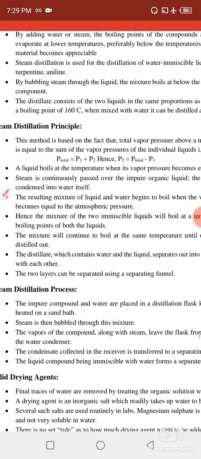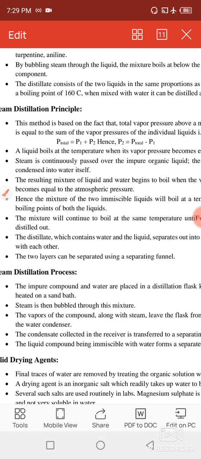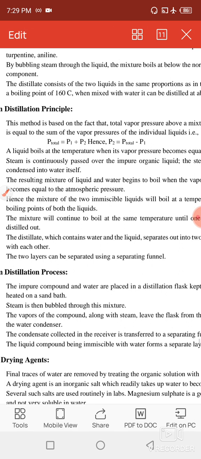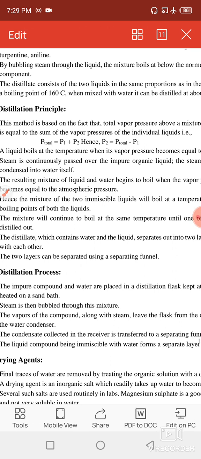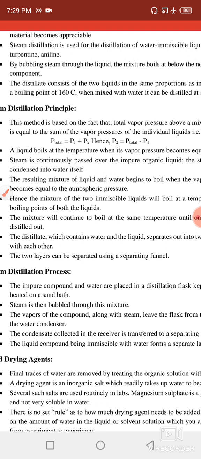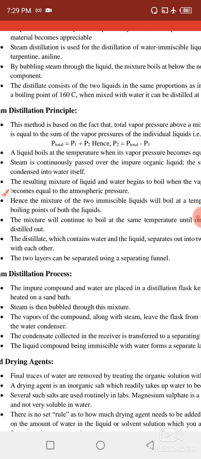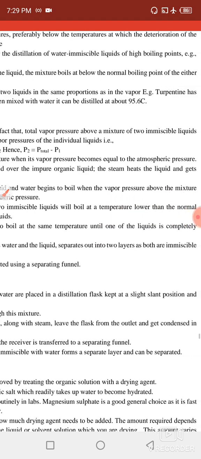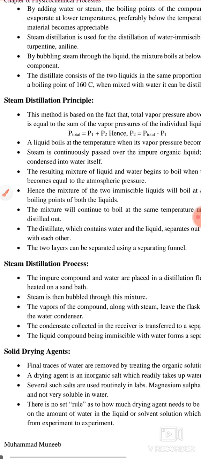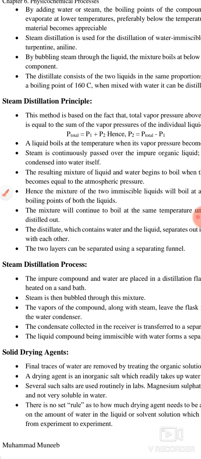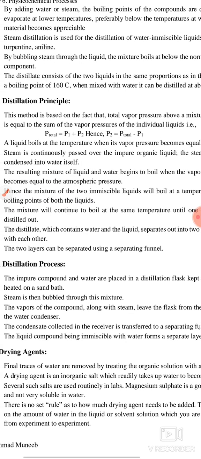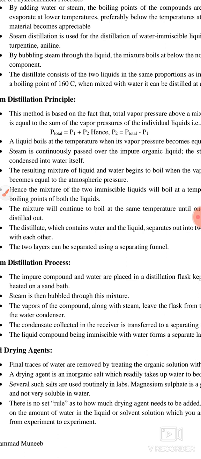Now we discuss the principle of this process. The method is based on the fact that the total vapor pressure above a mixture of two immiscible liquids is the sum of the vapor pressures of the independent liquids. A liquid boils at the temperature when its vapor pressure becomes equal to the atmospheric pressure. Steam is continuously passed through your impure organic liquid, and the steam gets heated and recondenses into water again. The resulting mixture of liquid and water begins to boil, and the vapor pressure of the mixture becomes equal to atmospheric pressure, and then they vaporize again.